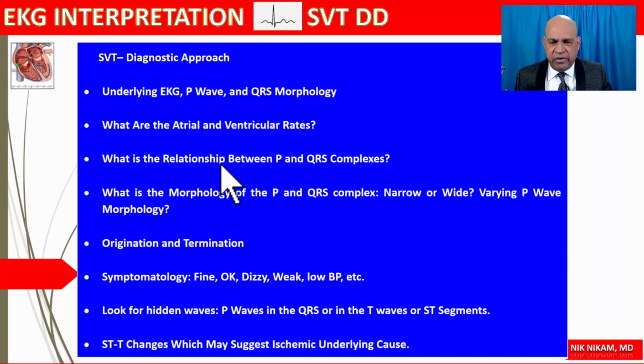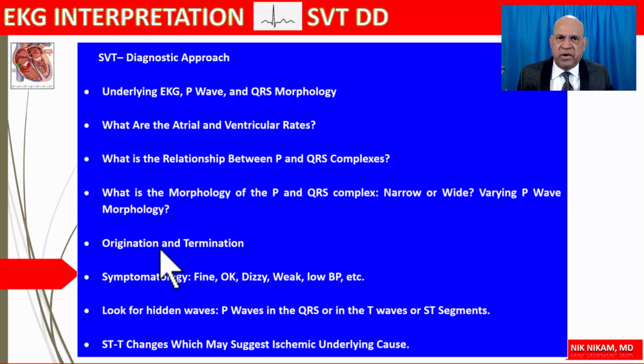Then we're going to talk about the relationship between P and QRS complexes. How many P's do we have for each QRS complex? Is there a relationship between P and QRS complexes? Is there an AV dissociation? Are the P waves normal? Are they retrograde? Are they hidden in the QRS complex? So all these things need to be looked into to arrive at a proper diagnosis. We talked about narrow or wide QRS complex and the P wave morphology.